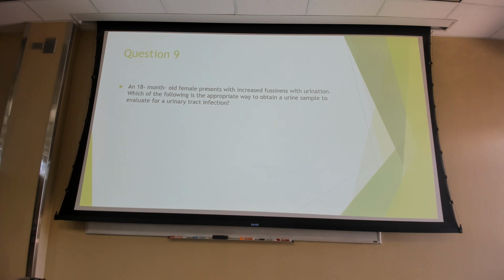18-month-old female presents with increased urination and fussiness. Let's just say that backwards. Which of the following is the appropriate way to obtain a urine sample to evaluate for UTI? Bath. I took this one out because technically you could do a suprapubic cath, and it is valid. So I've never done one, but it is not a wrong answer. So.